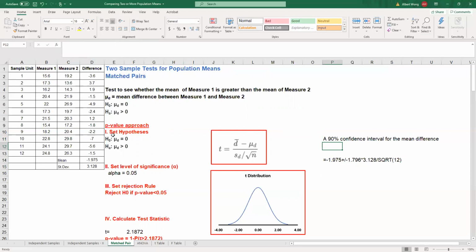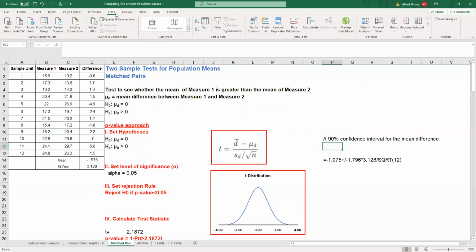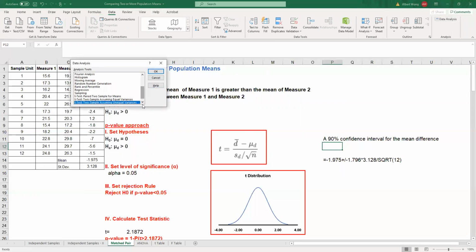Now, if you want, we can also use Excel. Excel actually has a program to compare population means using matched pairs. So let's just do that, right? So how do we do that? We go to Data, and then we go to Data Analysis, and then you go to one of the t-tests. It's called t-test: Paired Two Sample for Means, right? So this is for matched pairs, and you say okay.